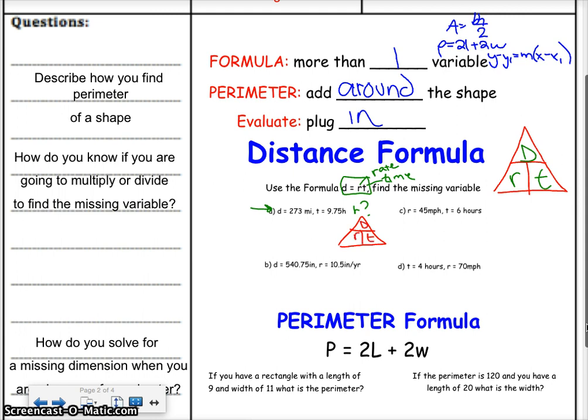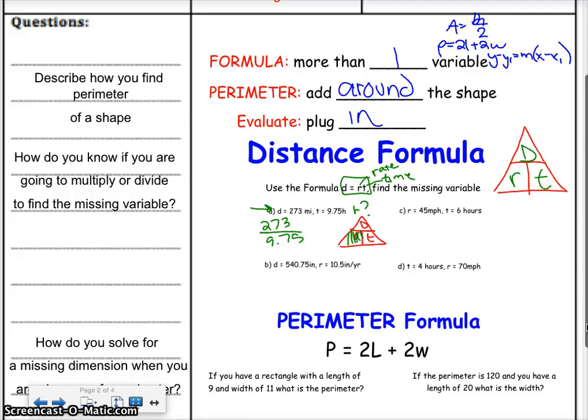D, R, T. You can have on your homework assignment maybe one main triangle, or you can do a bunch of little triangles. So I have the D, I have the T, I'm looking for my R. So I cross out the R since it's missing. Do you see that you have D over T now? That's a quotient. It's a division problem. So it's really just 273 over 9.75. This is why you need your calculator today. And I don't have mine. Anybody punch that in? What is it? Yeah, 28.